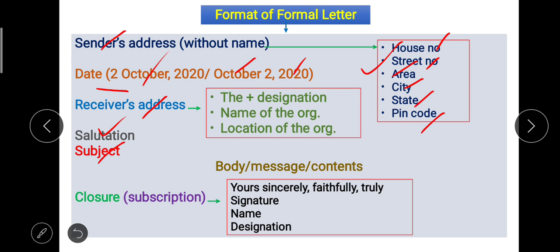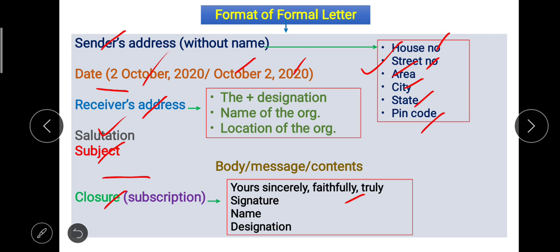Once that body is over, the message is over, again give a single line gap over here and then the closure, the subscription of the letter, and it should contain these things. Write yours sincerely, yours faithfully, or yours truly. Pick up any one of the expressions. Yours sincerely is very common.